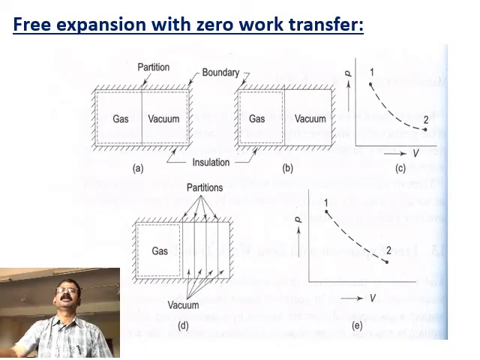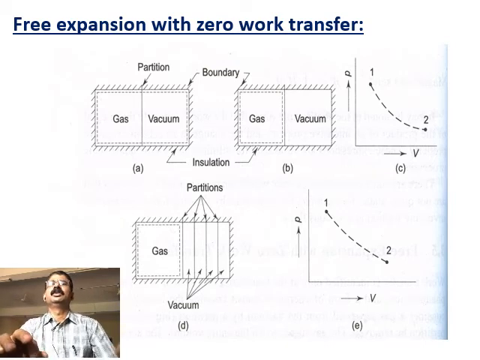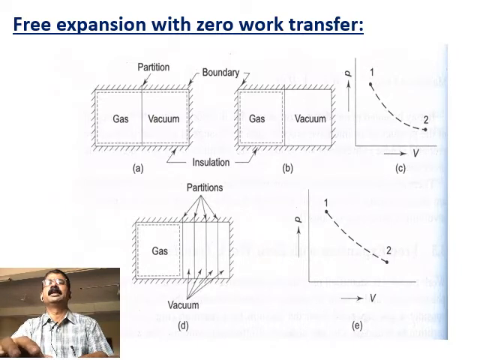Then free expansion with zero work transfer. So here you can consider this chamber, which is an insulated chamber. Insulation hatching is provided along the boundary to indicate this, and the system is represented by the dotted line inside. That is the boundary. Now there is a partition here, and on one side there is gas and on the other side there is vacuum.